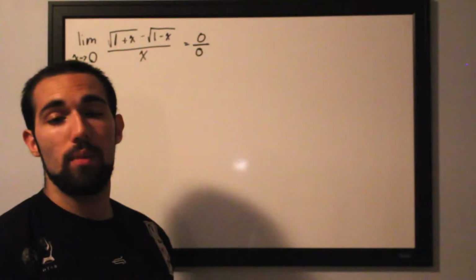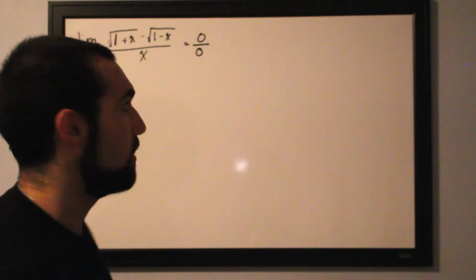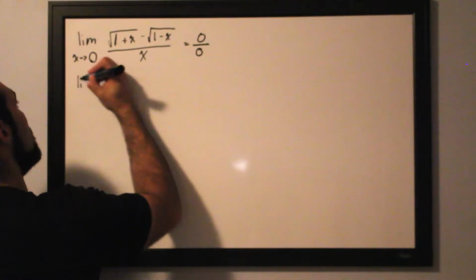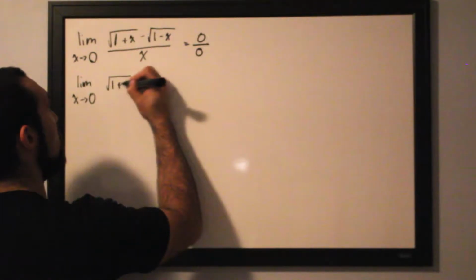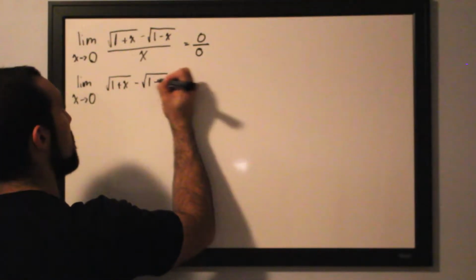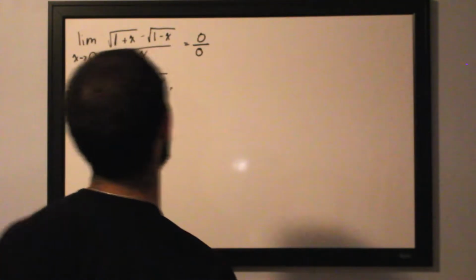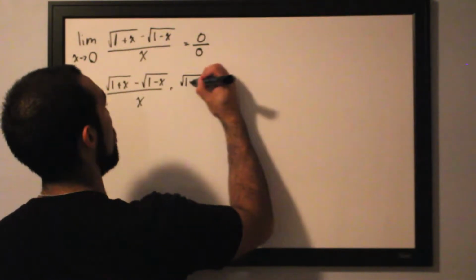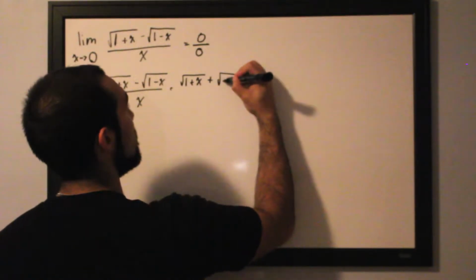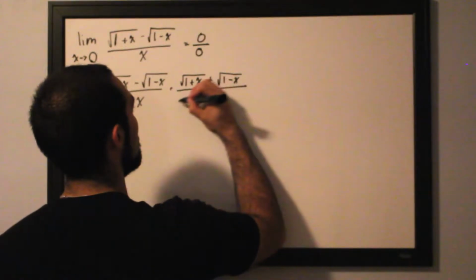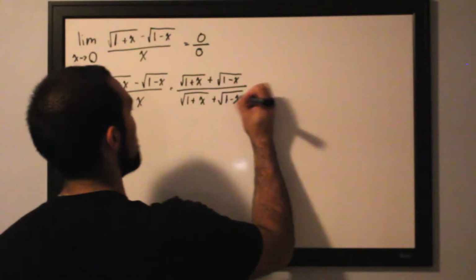And just like before, in order to manipulate this function, we're going to multiply by the conjugate. So just as we did before, we're going to take the limit as x approaches 0 for the square root of 1 plus x minus the square root of 1 minus x all over x multiplied by the conjugate of this expression, which is going to be exactly the same, but instead of this minus sign, we're going to put a plus instead: the square root of 1 plus x plus the square root of 1 minus x.